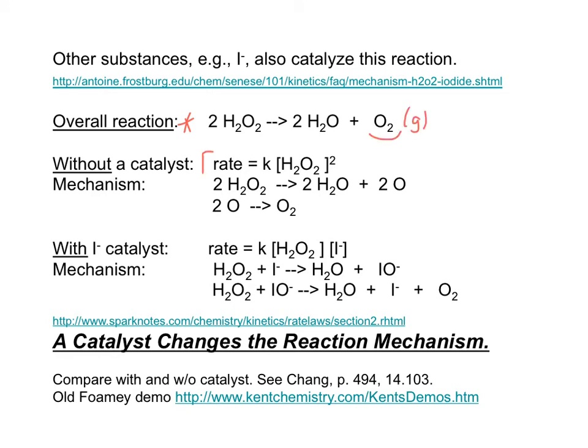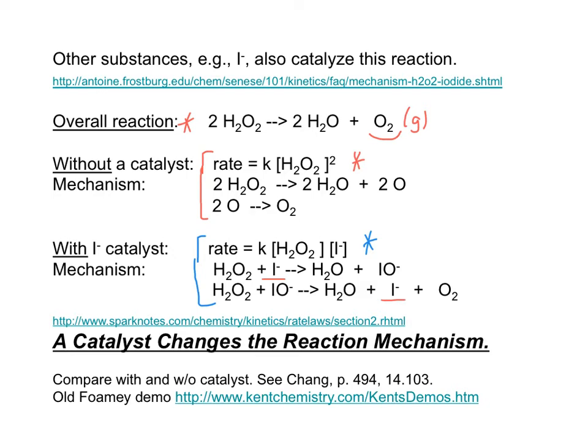This is the rate law and mechanism for the hydrogen peroxide decomposition reaction without a catalyst. Using an iodide catalyst, this is the rate law and mechanism for the hydrogen peroxide decomposition reaction. Note that the rate laws are different as well as the mechanisms. The catalyst is involved in the mechanism and is regenerated at the end of the reaction.